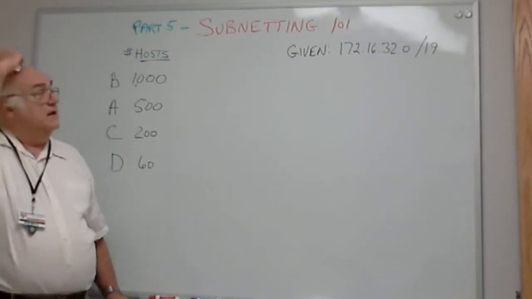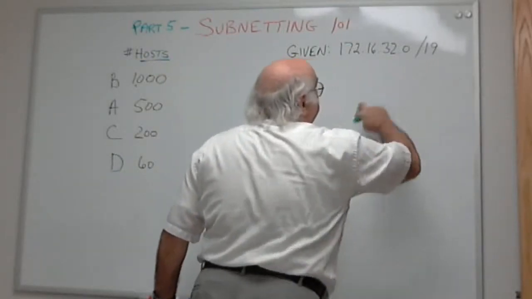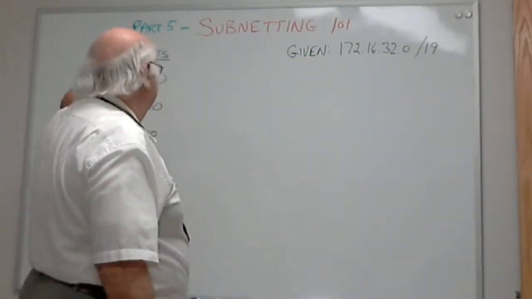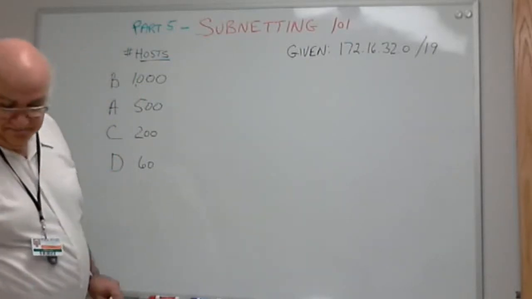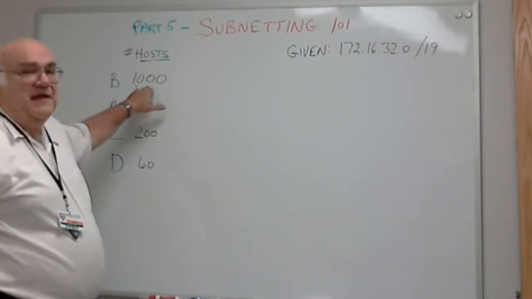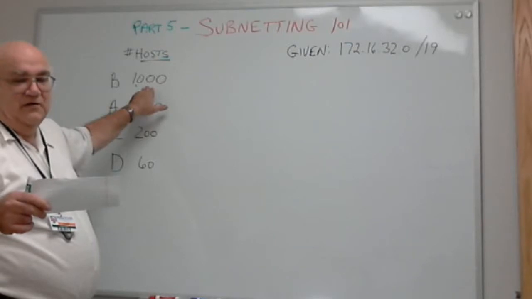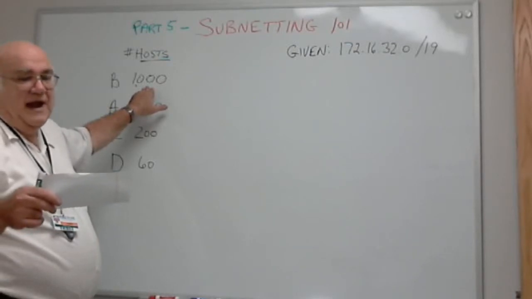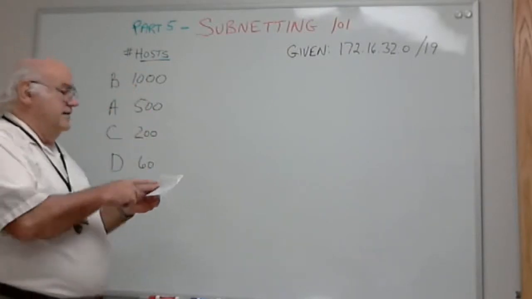Now, let's take a look at what we've got here. We've got this address. Again, we need 4 subnets, but we want to do variable length subnets. So let's take a look at the best way to do that. I need 1,000 hosts here. So how many bits do I need to get 1,000 hosts? You're going to have to go beyond your chart. You're going to have to think up a little bit.